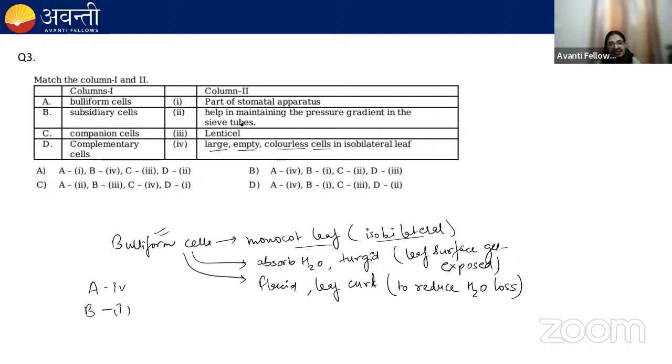C is the companion cells. We know that the sieve tubes don't have a nucleus on maturity. They have a large vacuole, they have a cytoplasm which is lying towards the periphery, but they don't have a nucleus. So the function of the sieve tubes is controlled by the companion cells, because the companion cells have a nucleus and they help in maintaining the pressure gradient in the sieve tube cells. These companion cells are parenchymatous cells.